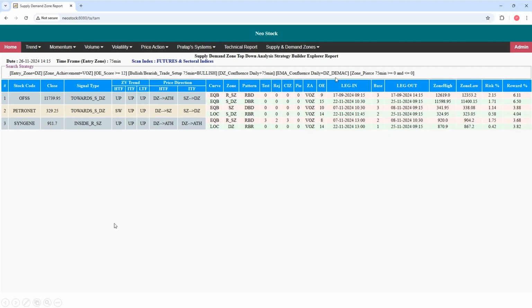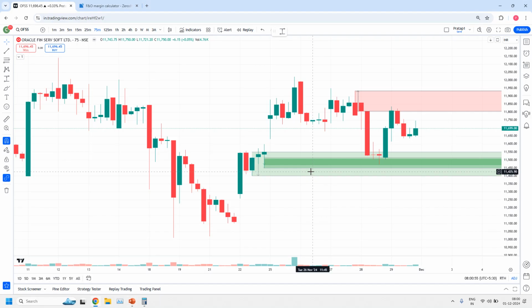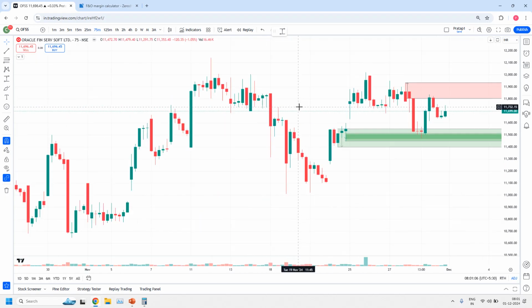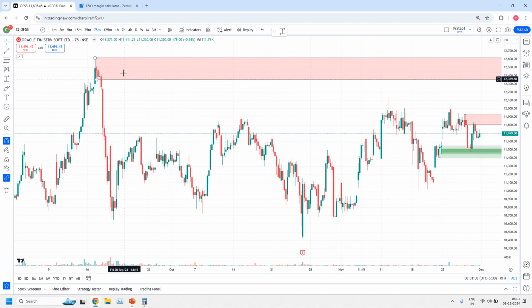provided. See here, daily plus 75 minutes demand zone confluence, and it is also telling that the daily zone is having daily EMA confluence. Is it really having? We need to observe that. Generally what you do is top-down analysis. But what you have to do is first draw the zone, demand zone and supply zone, whichever day your software is giving, that day you draw.